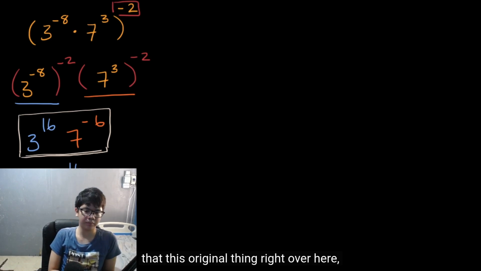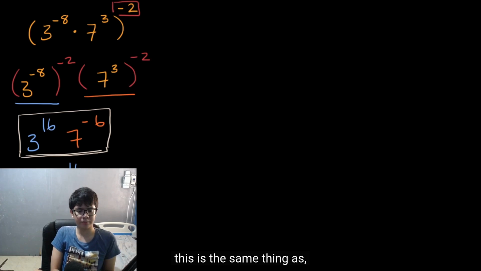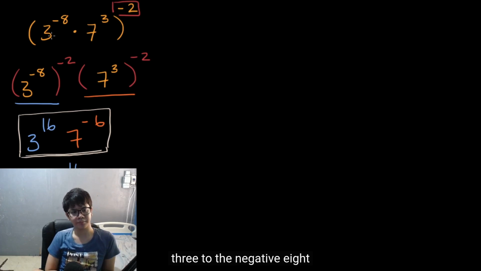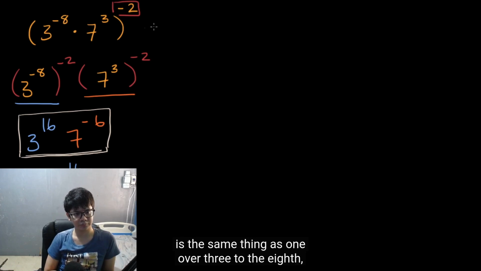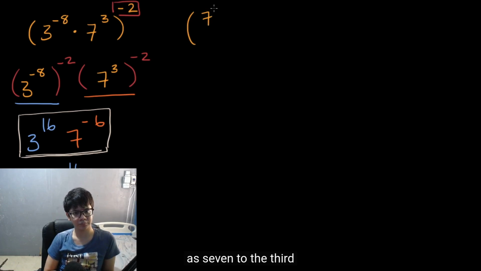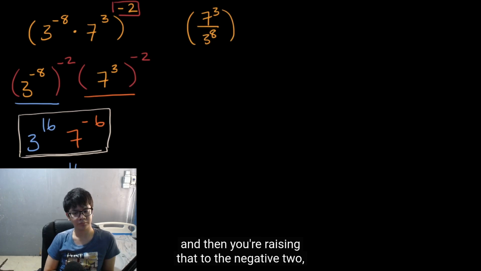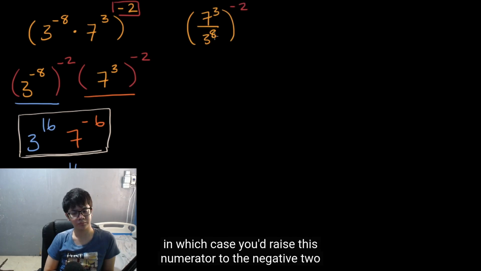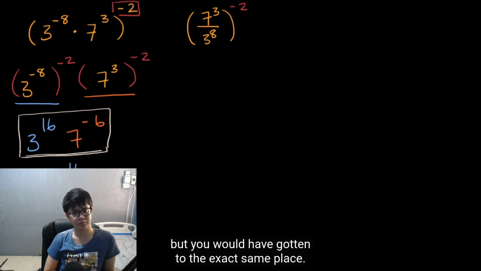You could have said that this original thing right over here, this is the same thing as 3 to the negative 8 is the same thing as 1 over 3 to the 8th. So you could have said this is the same thing as 7 to the third over 3 to the 8th, and then you're raising that to the negative 2, in which case you raise this numerator to the negative 2 and the denominator to the negative 2, but you would have gotten to the exact same place.